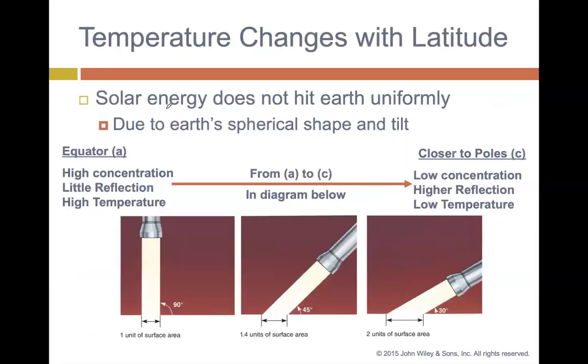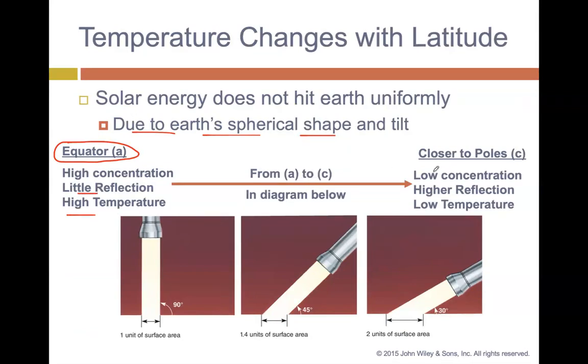Temperature changes with latitude. So the solar energy does not hit the Earth uniformly, and that's due to the Earth's spherical shape and tilt. So for example, right on the equator, there's a higher concentration of these light rays coming directly straight down, kind of like how this flashlight is shining down on that unit surface area. So that means there will be a greater temperature and little reflection on those parts of the world.